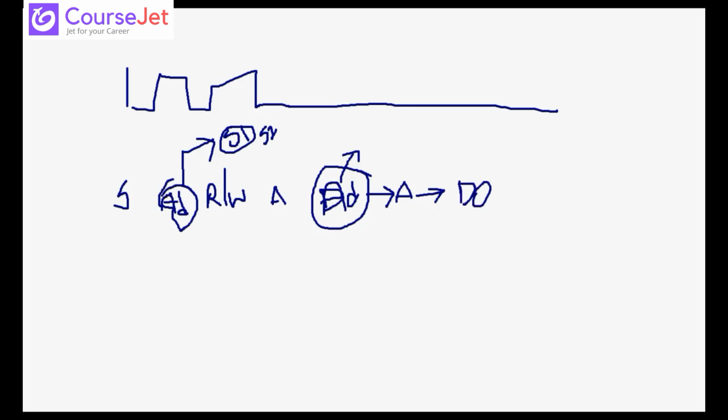So data 0. Next, again an acknowledgement bit. Next, data 1, then an acknowledgement bit, and so on until you give a stop signal.